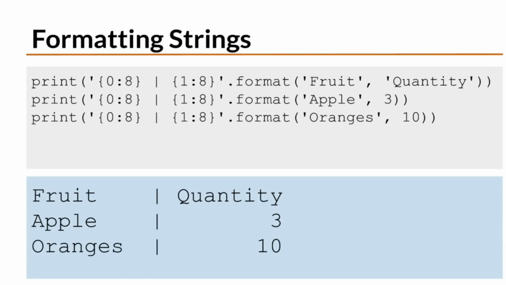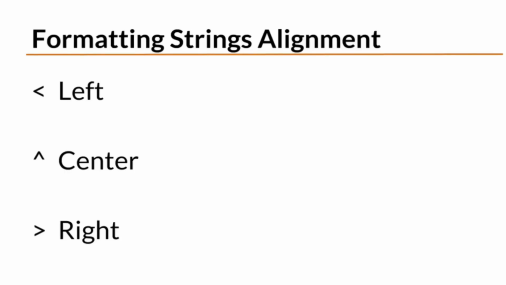This method can be used to create tables, for instance. Here's an example where we've done just that. We formatted each string to be at least 8 characters in length. To control the alignment, use less than for left, a caret for center, and greater than for right. If no alignment is specified, left alignment is assumed.